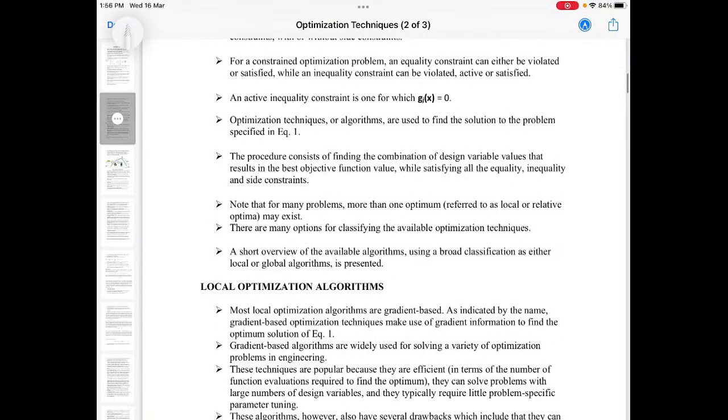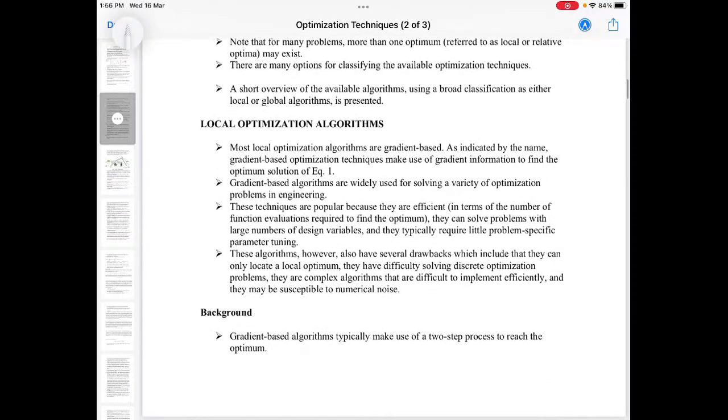So there are many options for classifying available optimization techniques, and a short overview of the available algorithms using a broad classification as either local or global algorithms is presented. We are discussing local algorithms first, then global algorithms. What is meant by a local optimization algorithm? Most local optimization algorithms are gradient based. The gradient based algorithms are called local optimization algorithms.